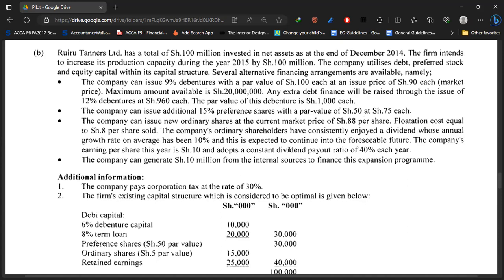An extra debt finance will be realized through the issue of 12% debentures at 960 shillings each. The par value of this debenture is 1,000 shillings each. The company can issue additional 15% preference shares with a par value of 50 shillings at 75 shillings each. The company can issue new ordinary shares at the current market price of 80 shillings per share. Flotation cost is equal to 80 shillings per share.